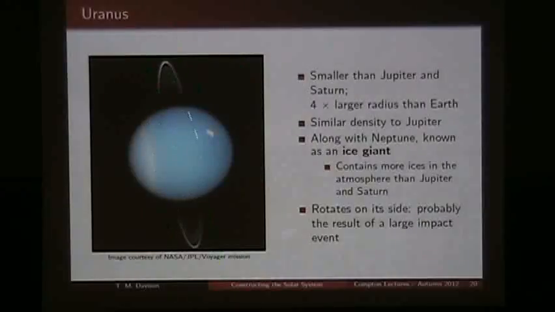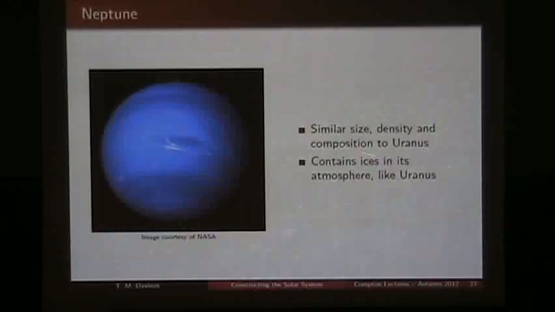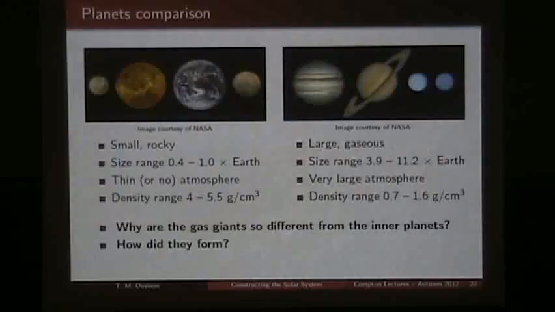Uranus is a special case in that it rotates on its side, so you can see the rings here are almost vertical as opposed to Saturn's, which are much more close to the equator this way. And the reason for this is thought that there was another giant impact event which could have knocked the planet onto its side. And as I said, Neptune is similar in composition to Uranus, and also has many ices in its atmosphere, just like Uranus.